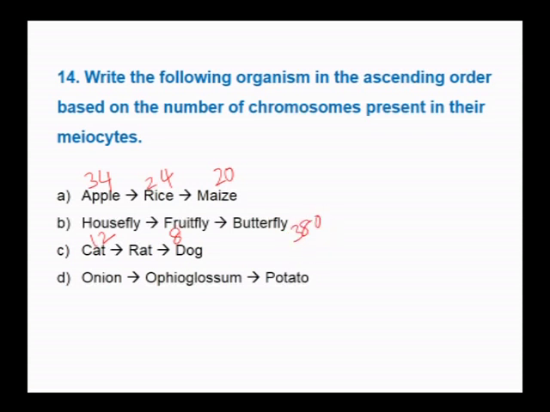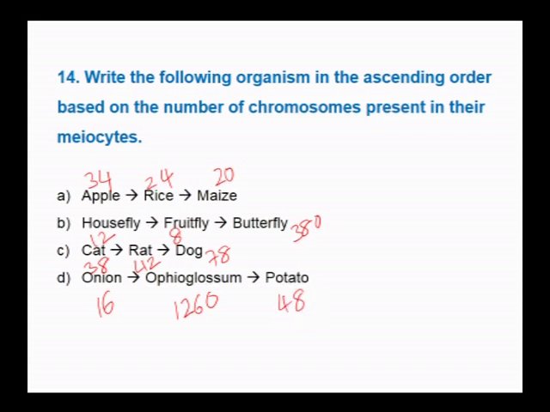Cat has the chromosome number 38. Rat has the chromosome number 42. Dog has the chromosome number 78. Whereas onion, the diploid number is 16. But in the old NCERT books, the haploid number is given as 16, but actually the diploid number is 16, haploid number is 8. Ophioglossum is the highest, a fern with 1260 chromosomes, diploid number. Potato 48.